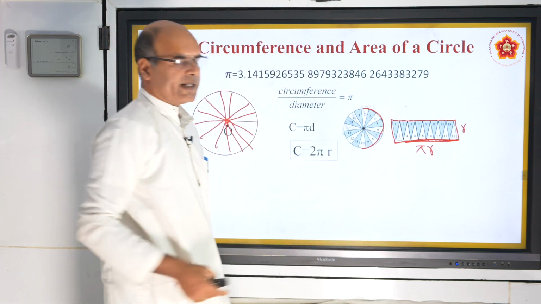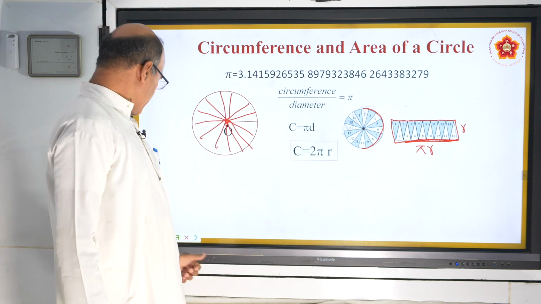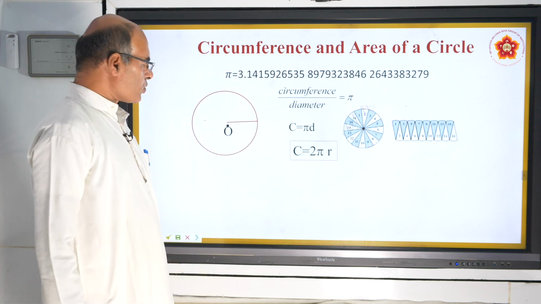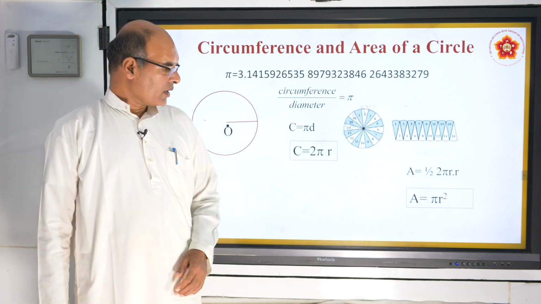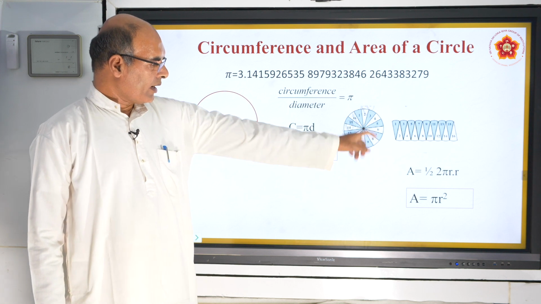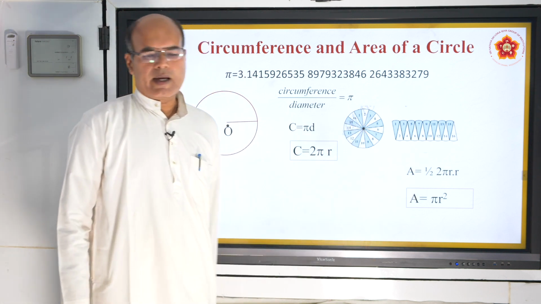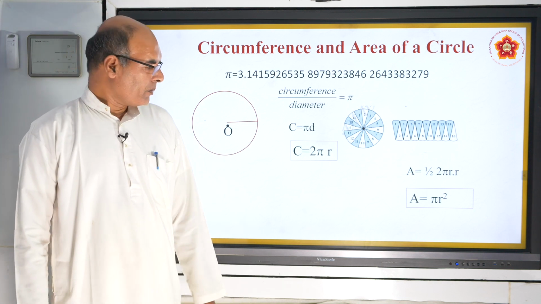So the area of the rectangle is pi r into r, that is pi r square. So the area of the circle is pi r square square units. That is half into 2 pi r, the length of the rectangle, and r is the breadth of the rectangle. So 2 cancels out and the area is equal to pi r square.